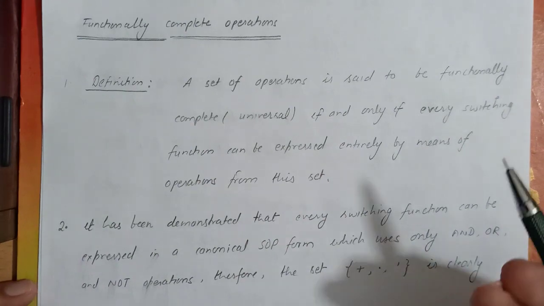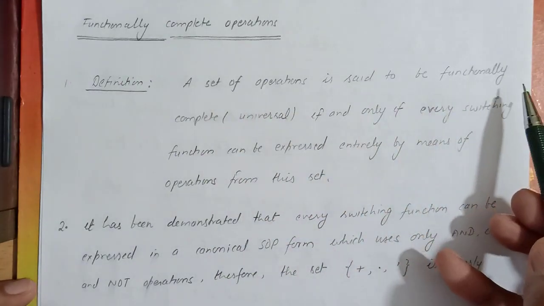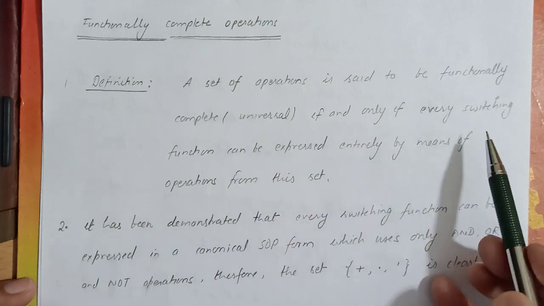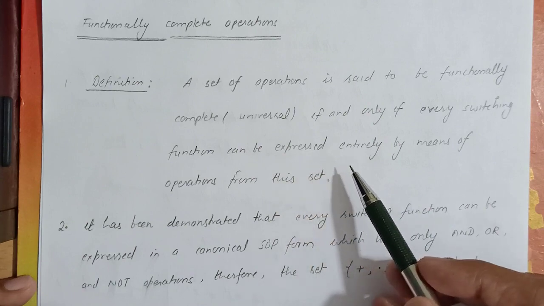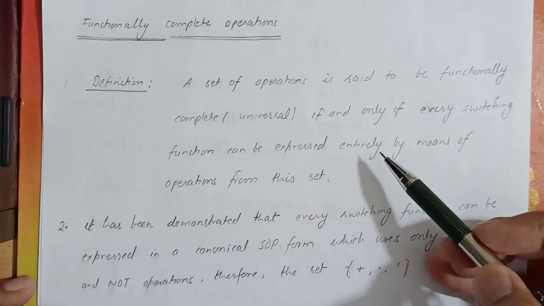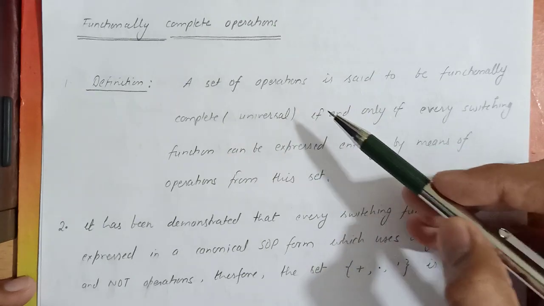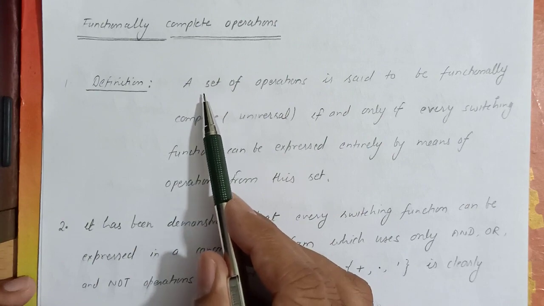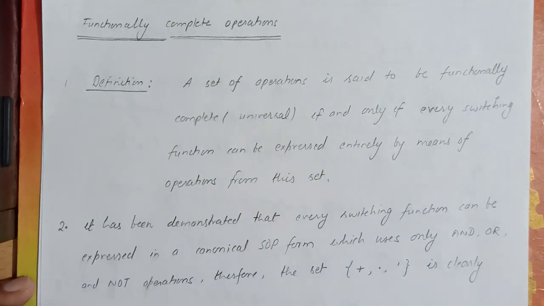So according to the definition, a set of operations is said to be functionally complete or universal if and only if every switching function can be expressed using the operations from the set. In that case, we will call the set of operations functionally complete.